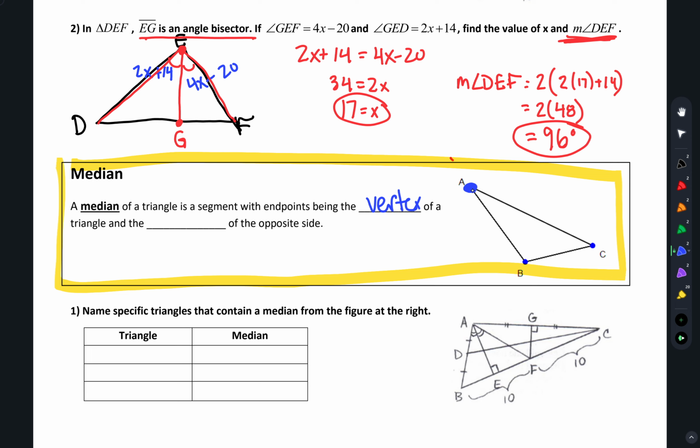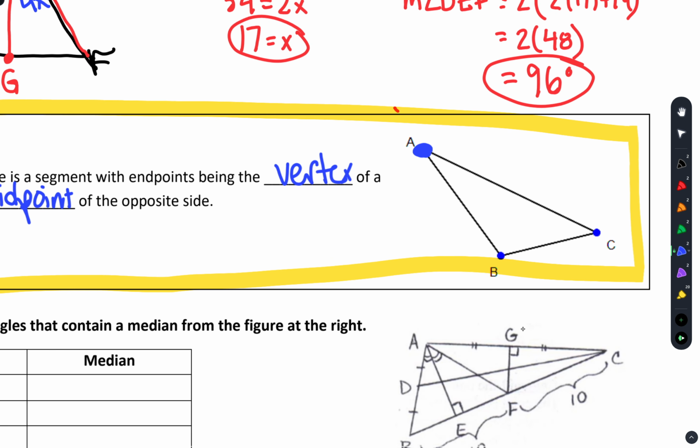And the other endpoint is going to be the midpoint of the opposite side. So if I take a look at the opposite side, think about opposites like you draw an arrow from one side to the other. Its opposite end is the midpoint of that side, meaning that each piece of that base are congruent. So that right there would be my median. Let's call this point M. AM is the median of triangle ABC.